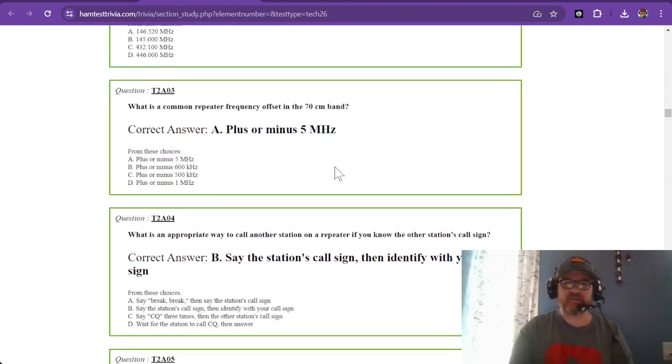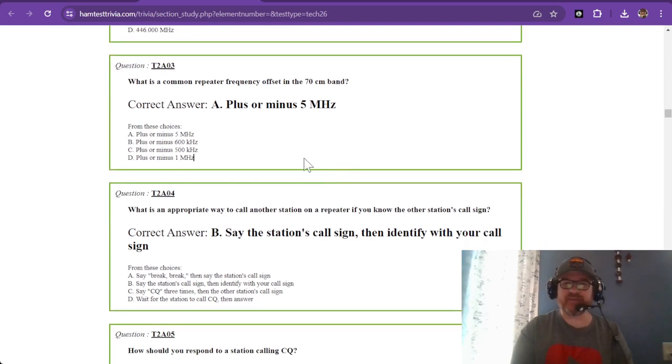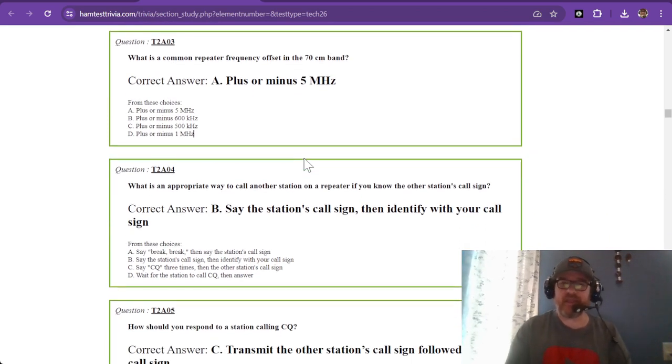What is the common repeater frequency offset in the 70 centimeter band? And that's in the 440 megahertz range. And that is plus or minus 5 megahertz. Again, we're talking about answers that you just have to memorize. These are things that you just plant in your mind and remember.